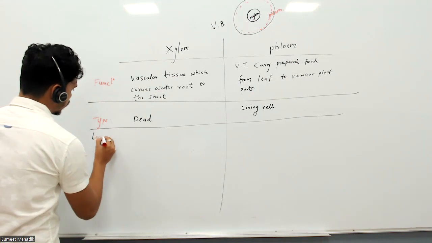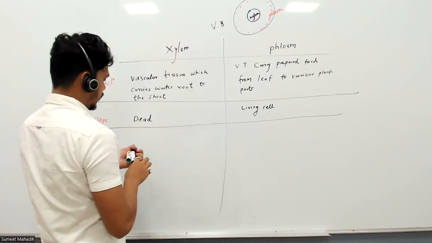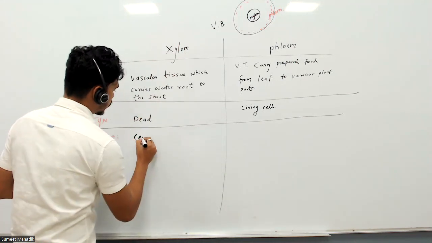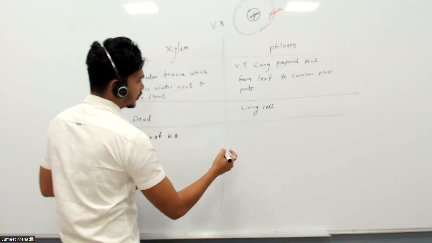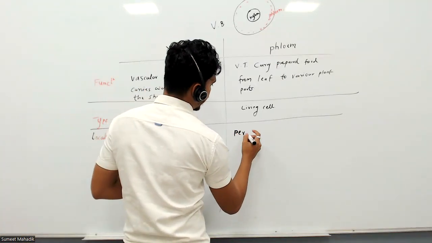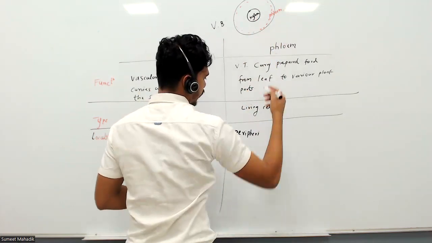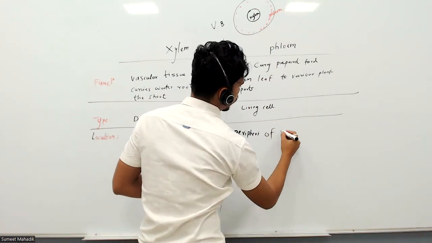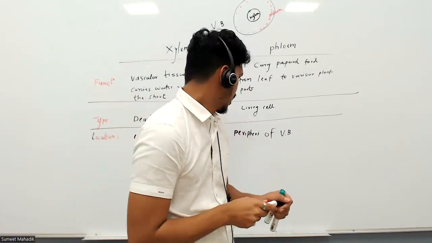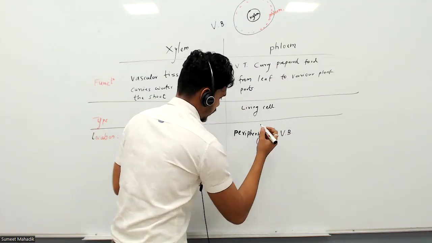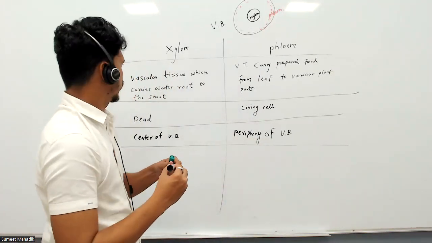The location of xylem is the center of the vascular bundle. And here phloem is found in the periphery. What is periphery? This is periphery. Periphery of the vascular bundle. Exactly correct. Now it's periphery जैसे कि हेराफेरी होगी यहाँ पे. चल, let's go further.